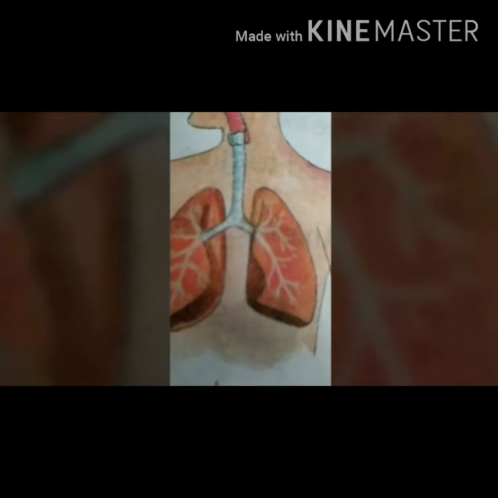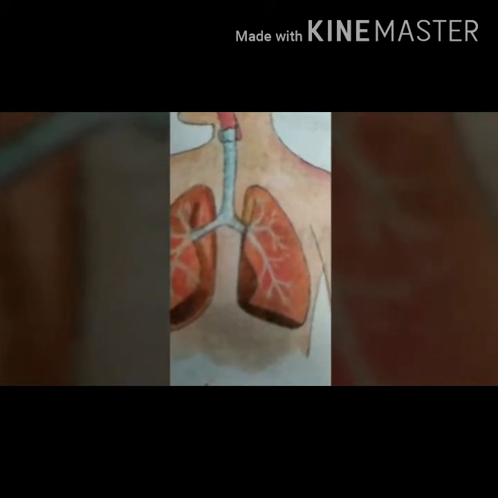Because your lungs are continuously expanding and contracting.